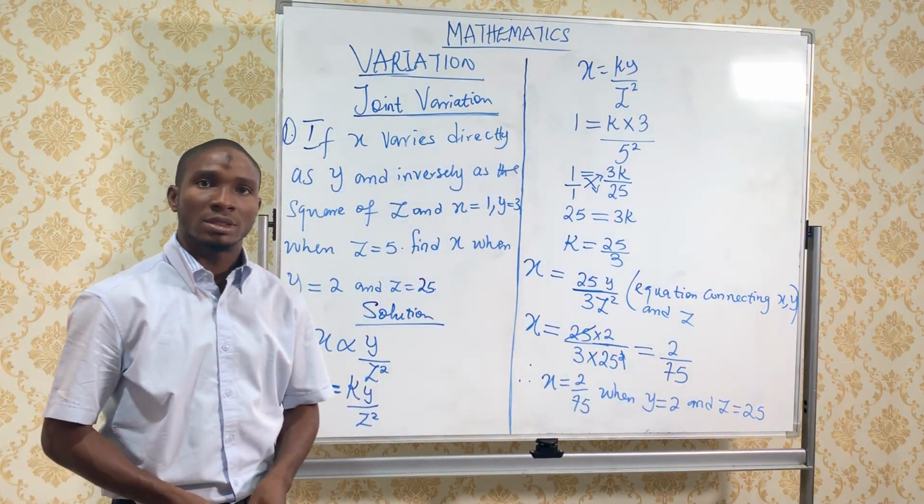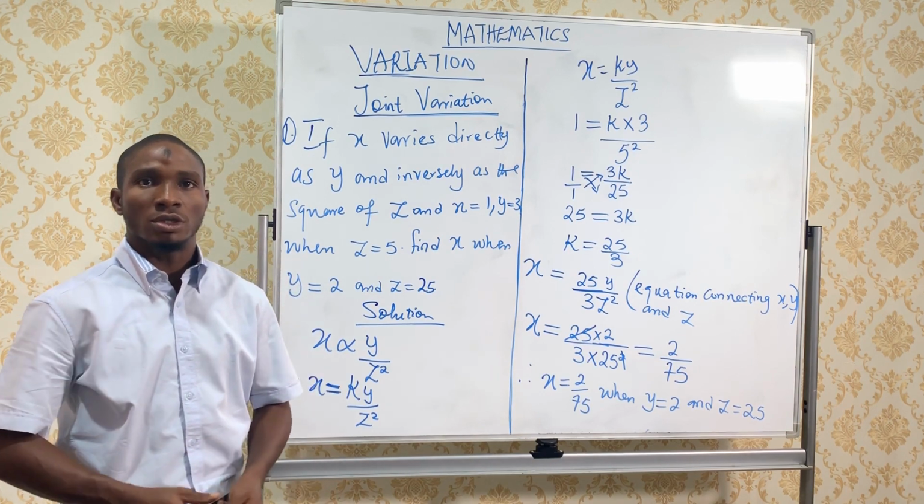This is the end of question 1. So in our next class, we're looking at question 2 on joint variation.